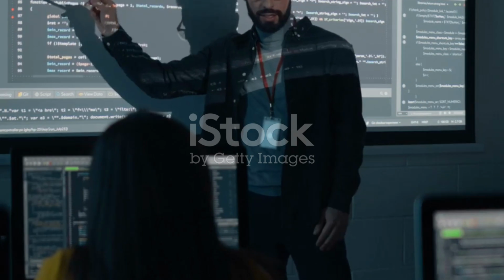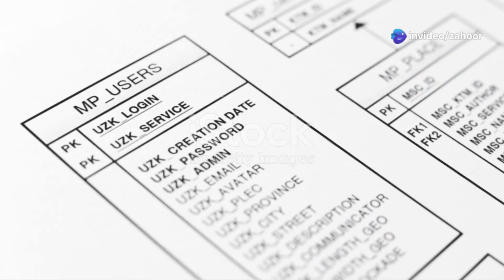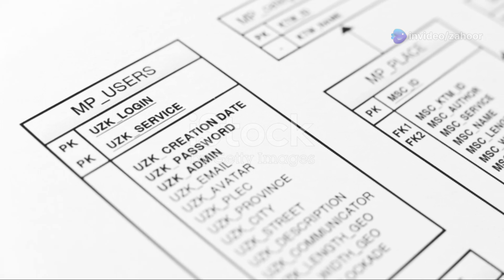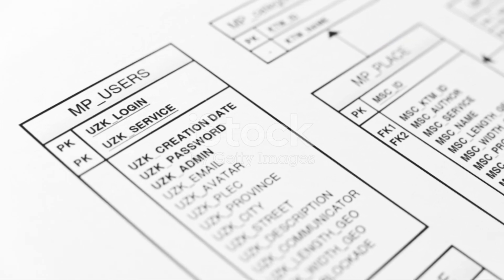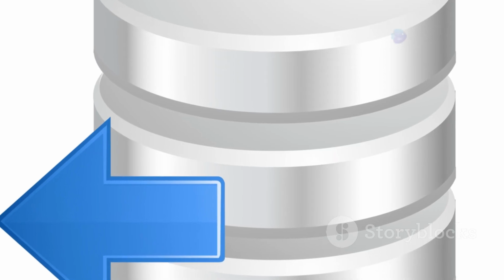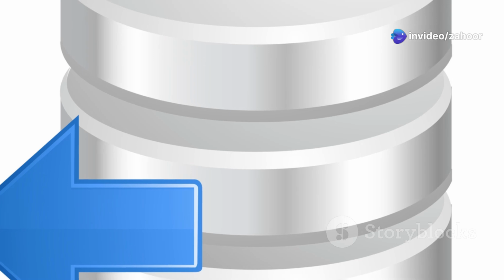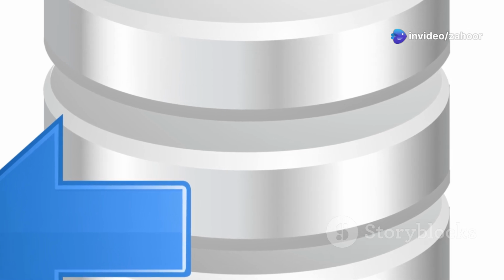Section 4. Second normal form, or 2NF. Second normal form builds upon the first normal form. A table is in 2NF if it meets the following criteria. It is in 1NF, and non-key attributes are dependent on the primary key. This means all non-key attributes, which are columns that are not part of the primary key, should be fully dependent on the entire primary key.